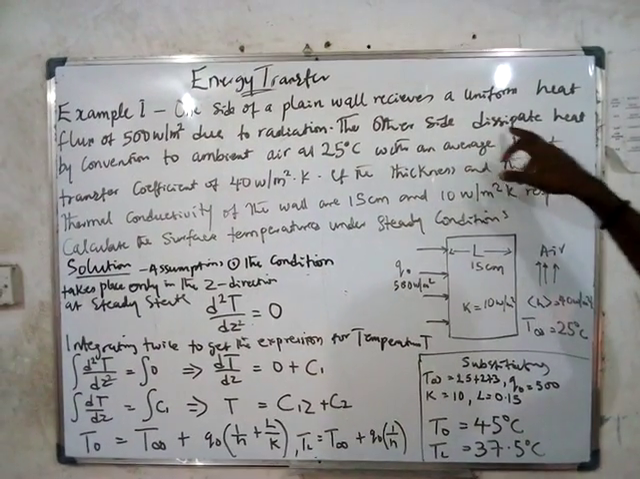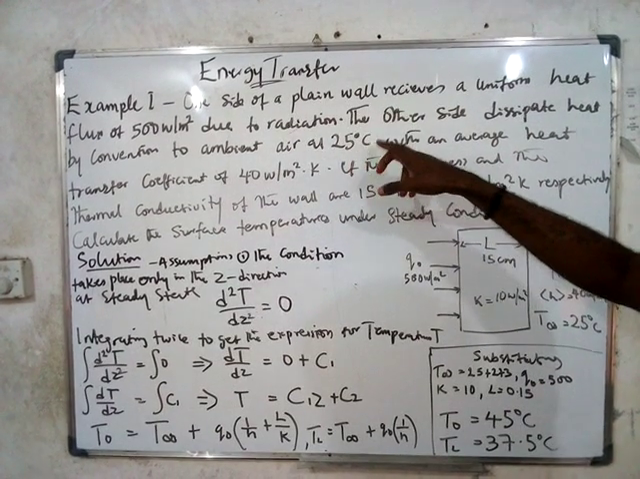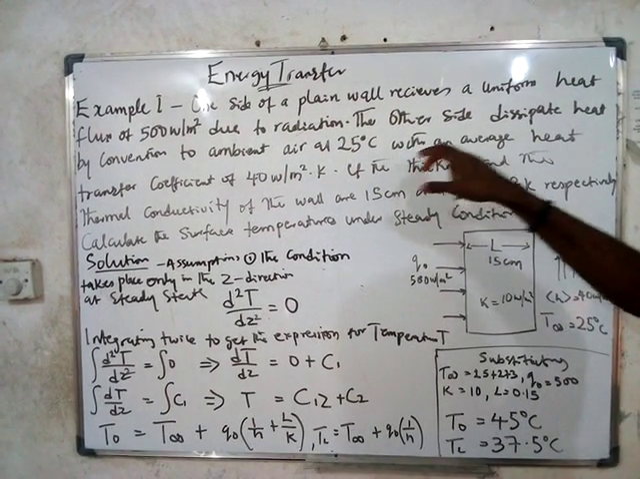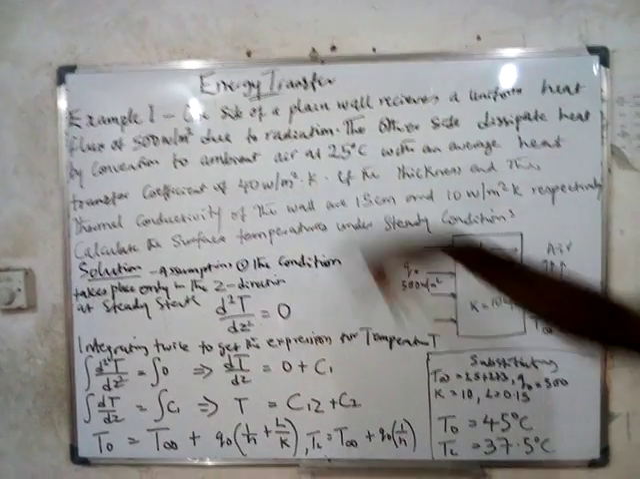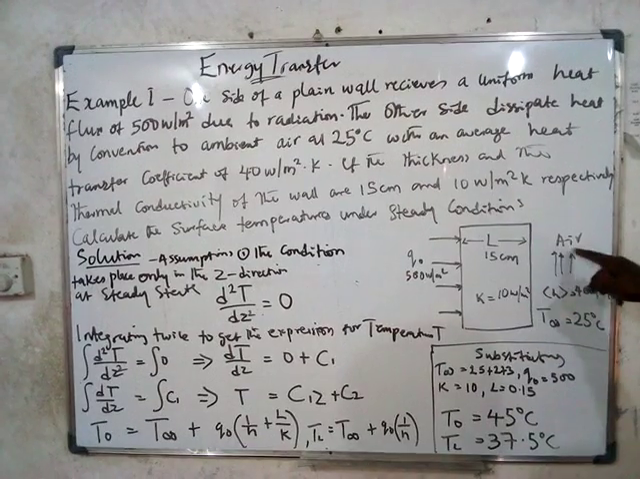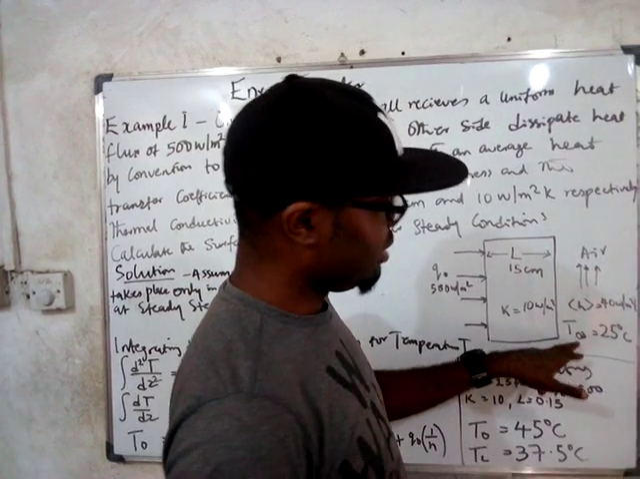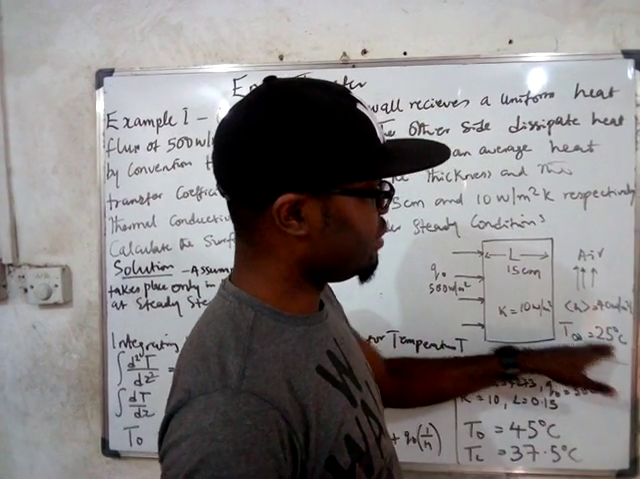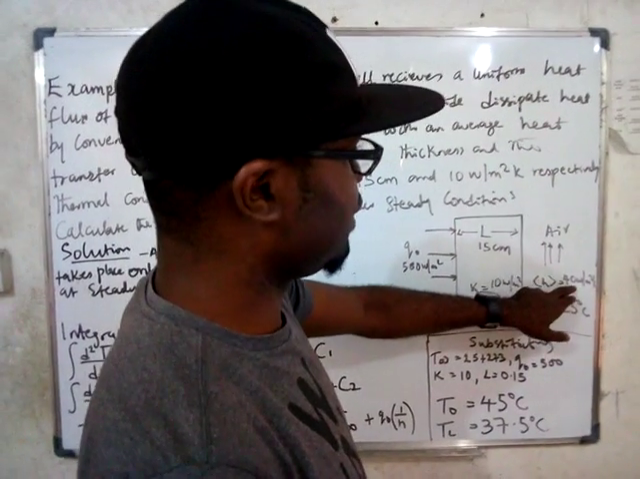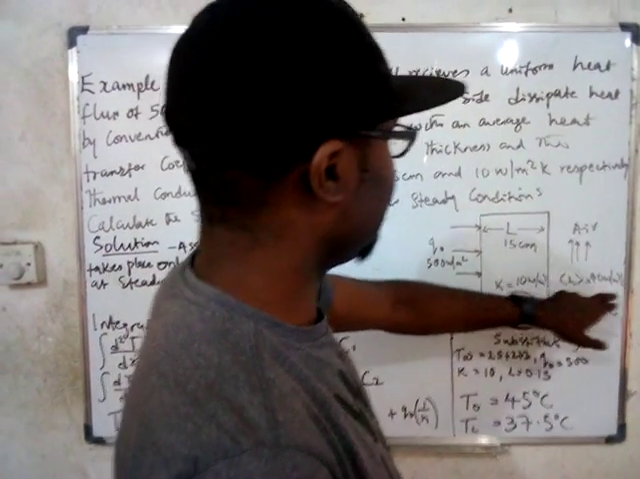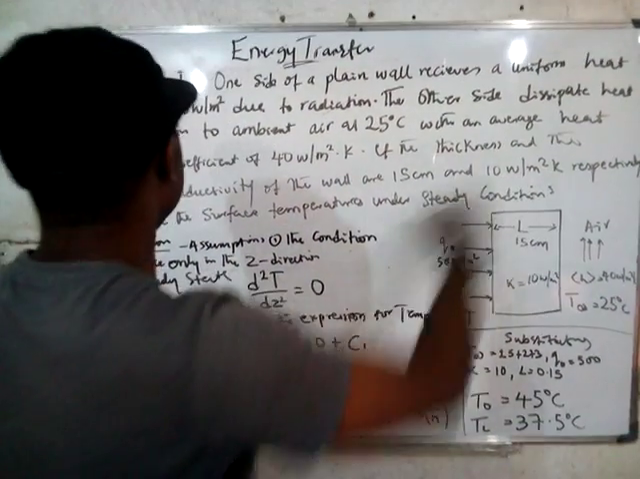The other side dissipates heat by convection to the ambient air at 25 degrees Celsius with an average heat transfer coefficient of 40 watts per meter squared Kelvin. So this other side is giving heat to air. You can see air here. This other side is giving heat to air at a temperature of 25 degrees Celsius and heat transfer coefficient of 40 watts per meter squared Kelvin.